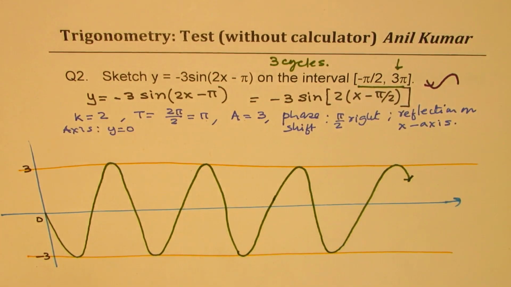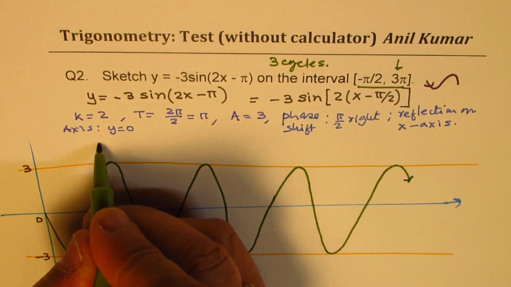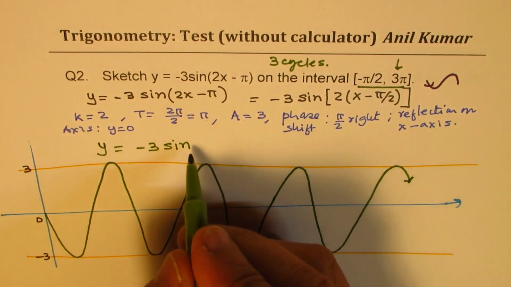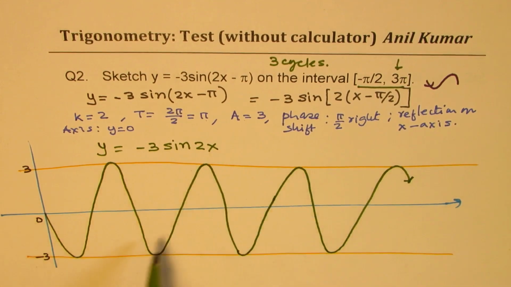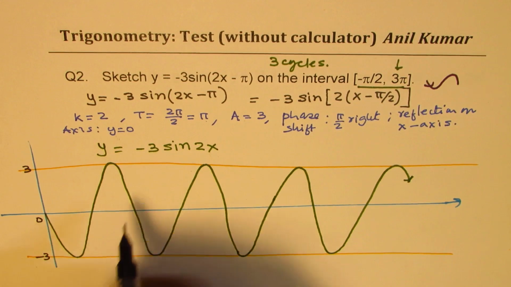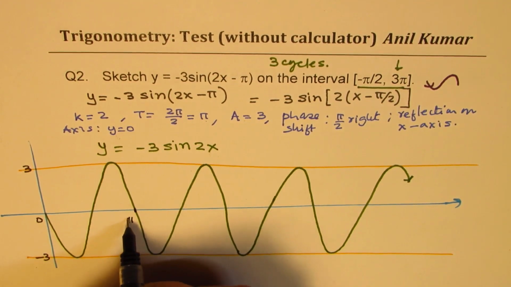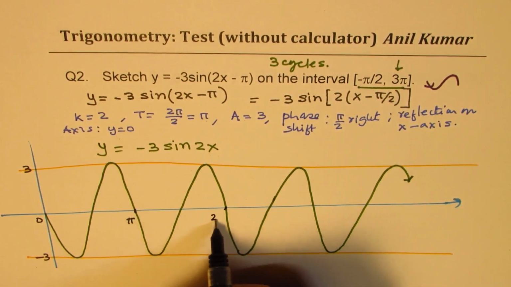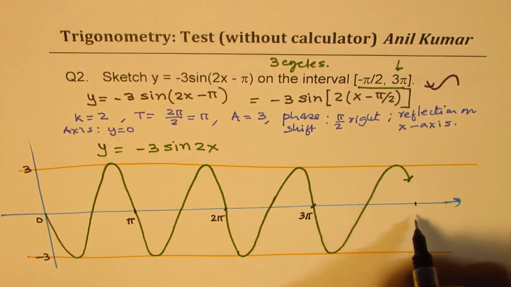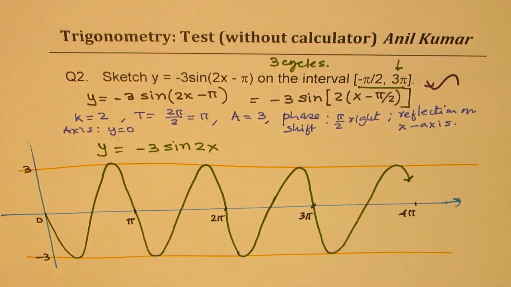So that is how the graph of this function which I have sketched here, y equals minus 3 sine 2x, looks. I have not incorporated the phase shift yet. You get my point. In this particular case, one time period is pi. So this is pi for me, second 2 pi, that is 3 pi, correct? Somewhere here we have 4 pi.